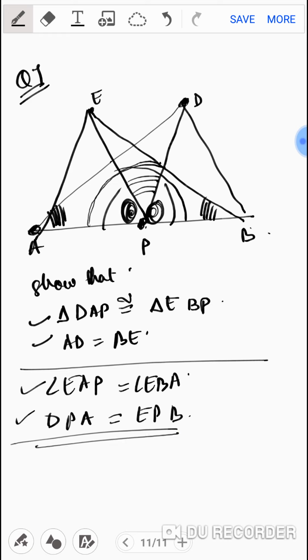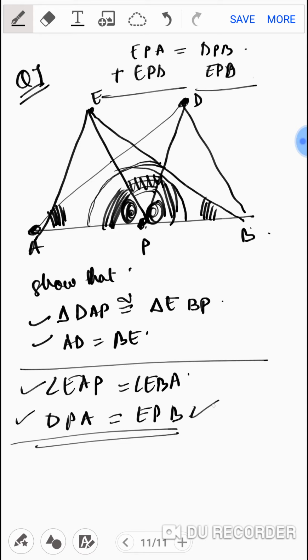How you got this? You have added EPD on both the sides, on both the angles. Towards both the angles you have added your common angle. This is EPD. So once you add that, you will get this, because this is given already. I'll write it here. EPA is equal to DPB. What I am doing is I am adding on both the sides EPD. Once I am adding this, I'll get this. Clear?